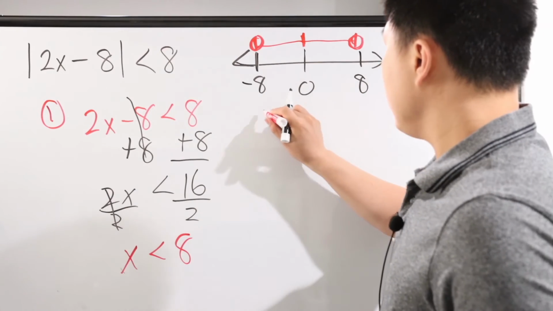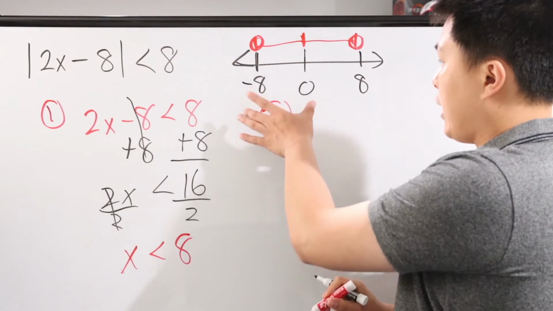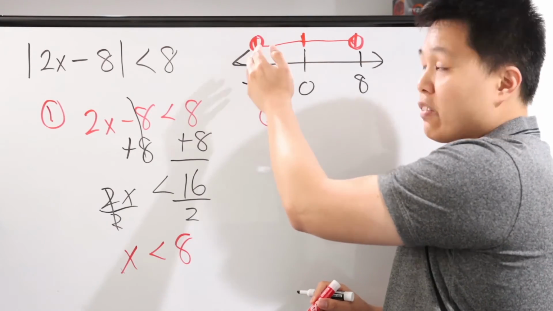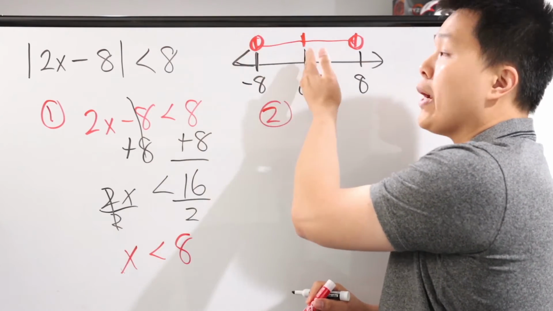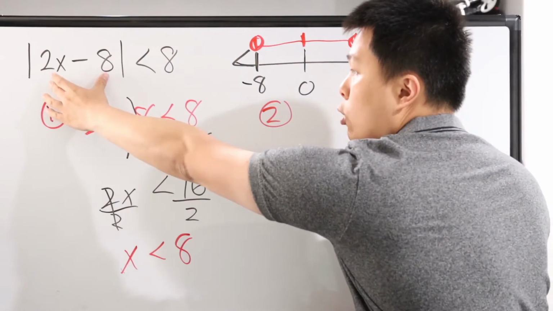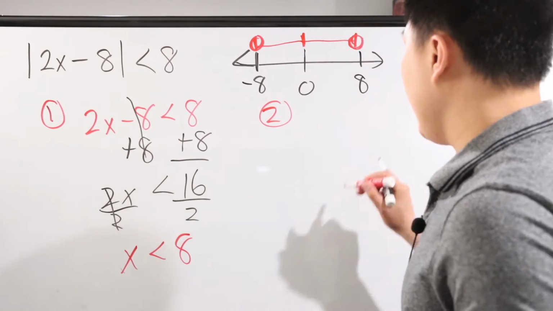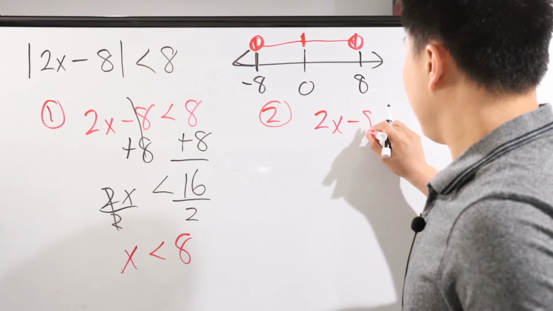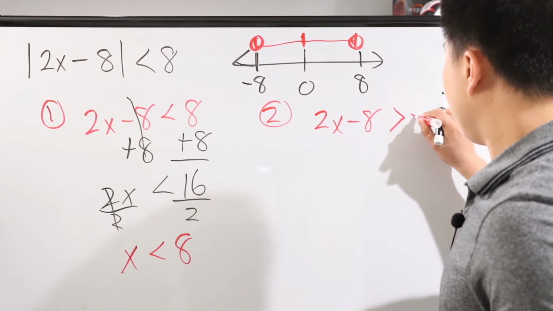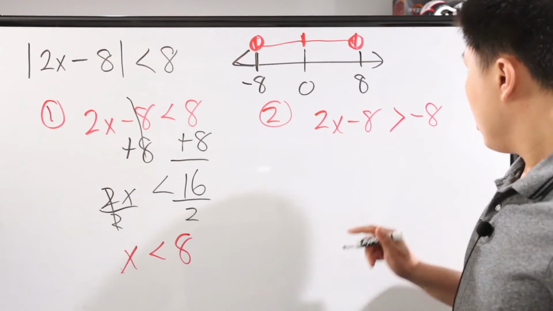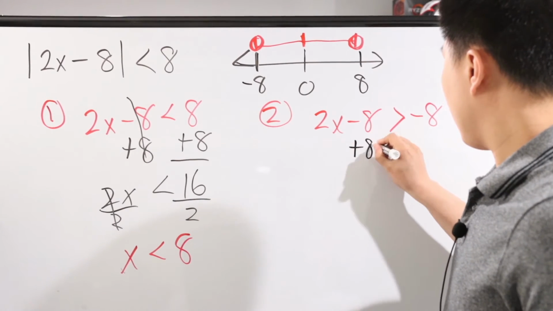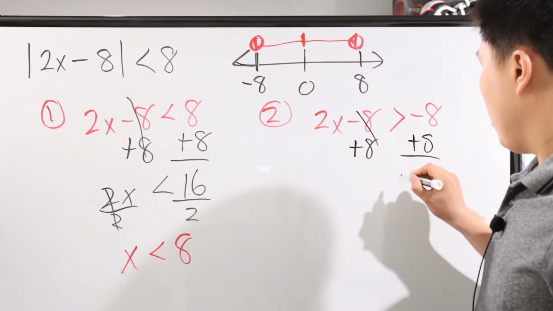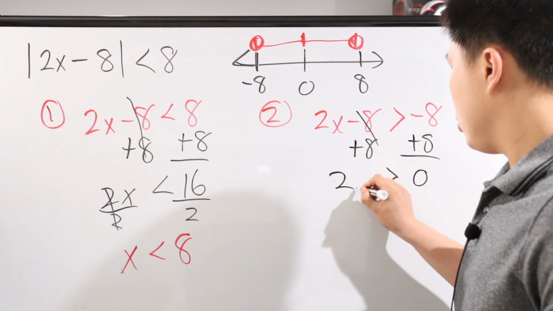Our second one is actually the negative side, from 0 to negative 8. Notice that we don't want it to be at exactly negative 8, but we care about everything that is greater than negative 8. So this whole thing is going to be greater than negative 8. So 2x minus 8 is now greater than negative 8. We're going to solve it, add 8 on both sides. This goes away, this becomes 0. We have greater than here, and now we have 2x.